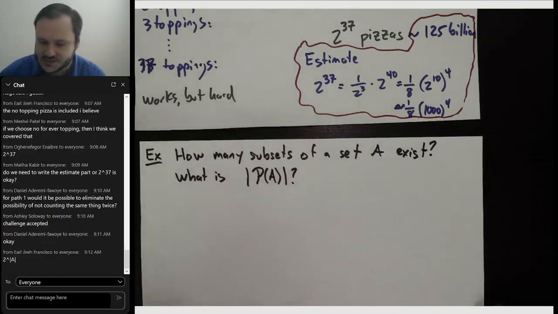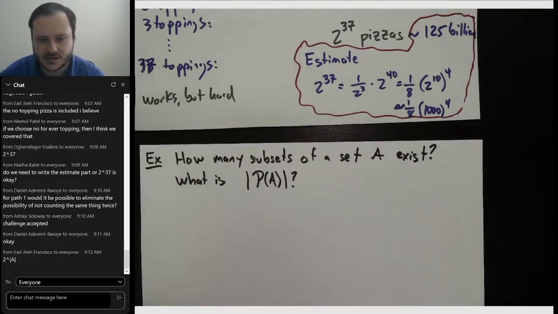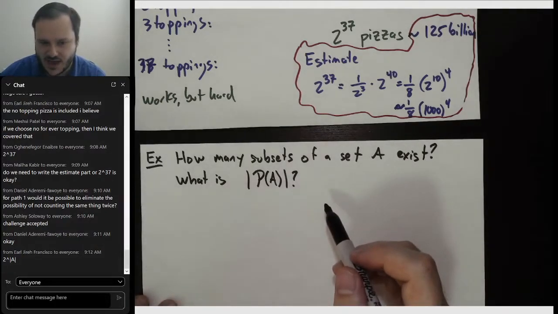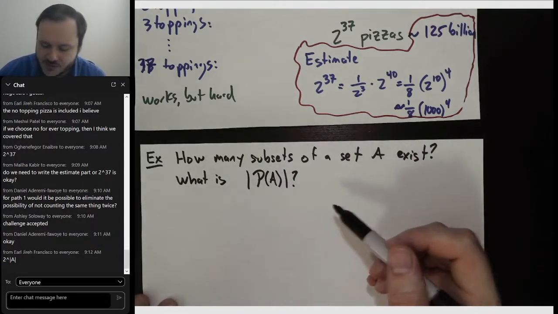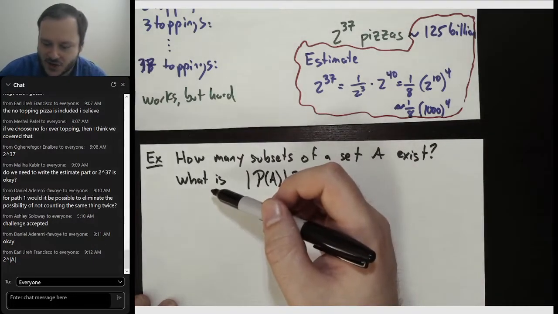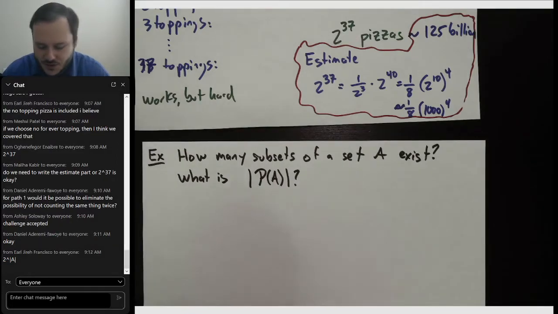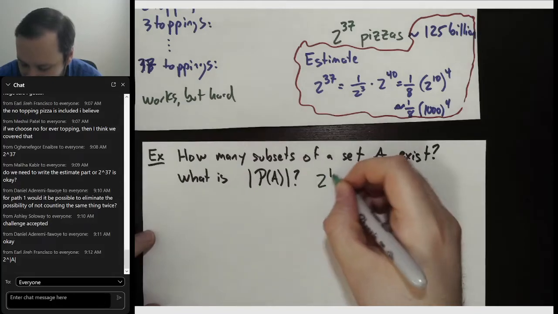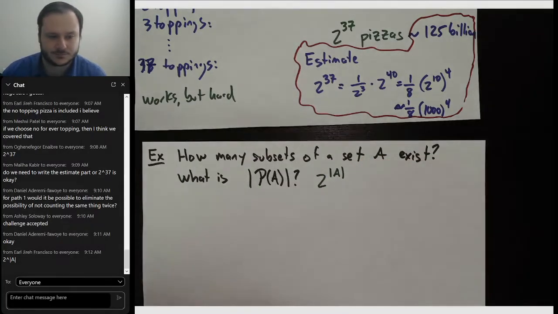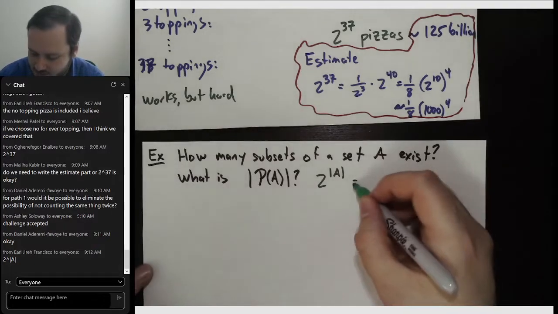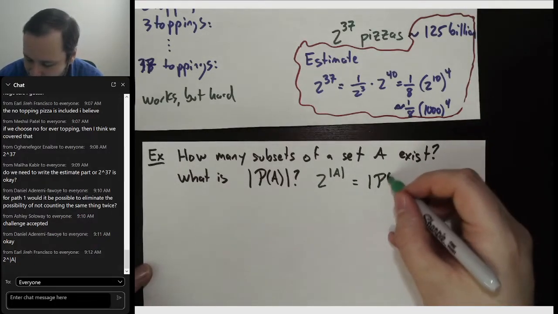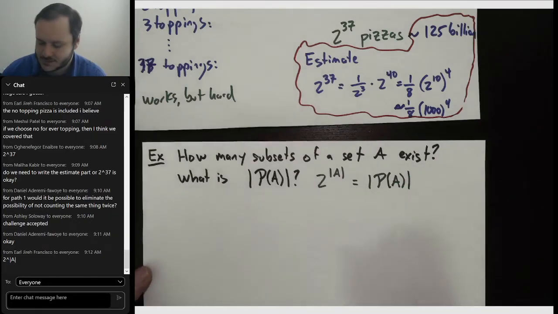Exactly right. We can do the same rule of product strategy. We list out the elements of A, and for each element, we ask, do we include this element? Yes or no? Do we include this element? Yes or no? Do we include this element? Yes or no? For a total of 2 to the cardinality of A. The number of subsets, the size of the power set, is 2 to the A.